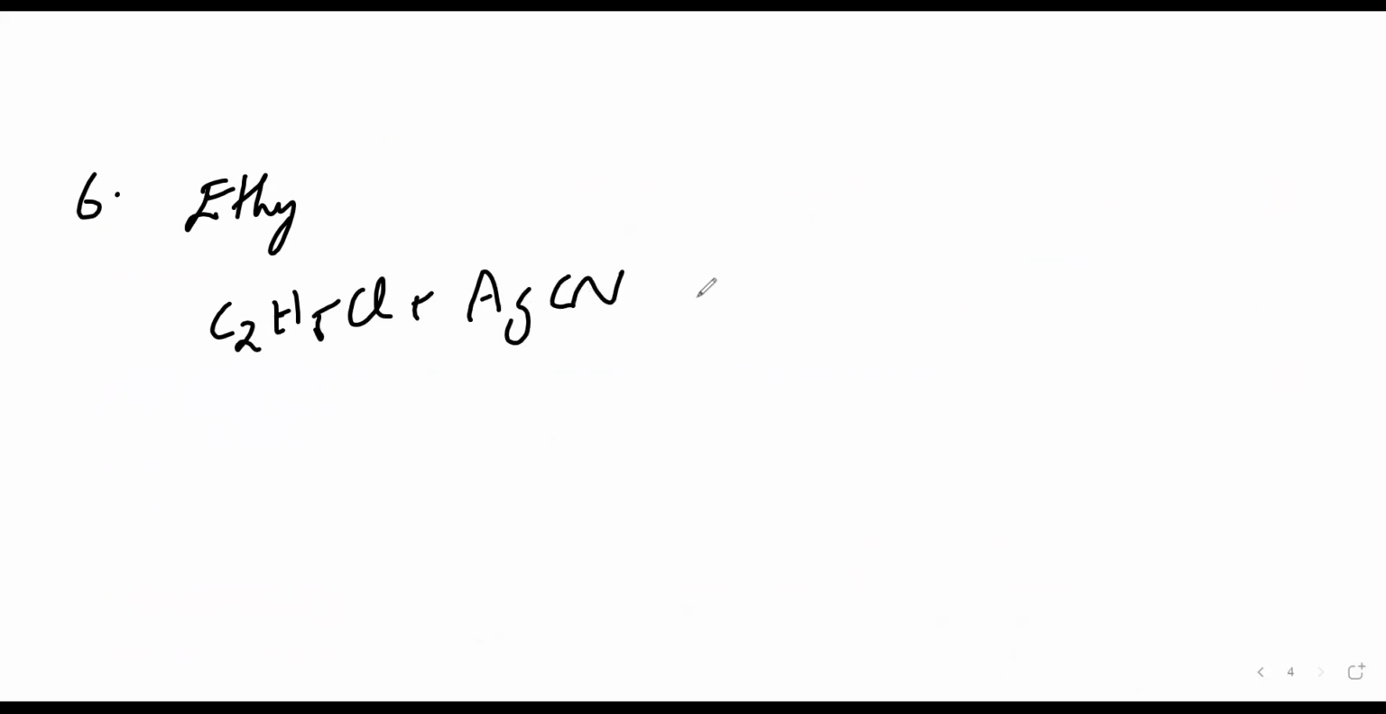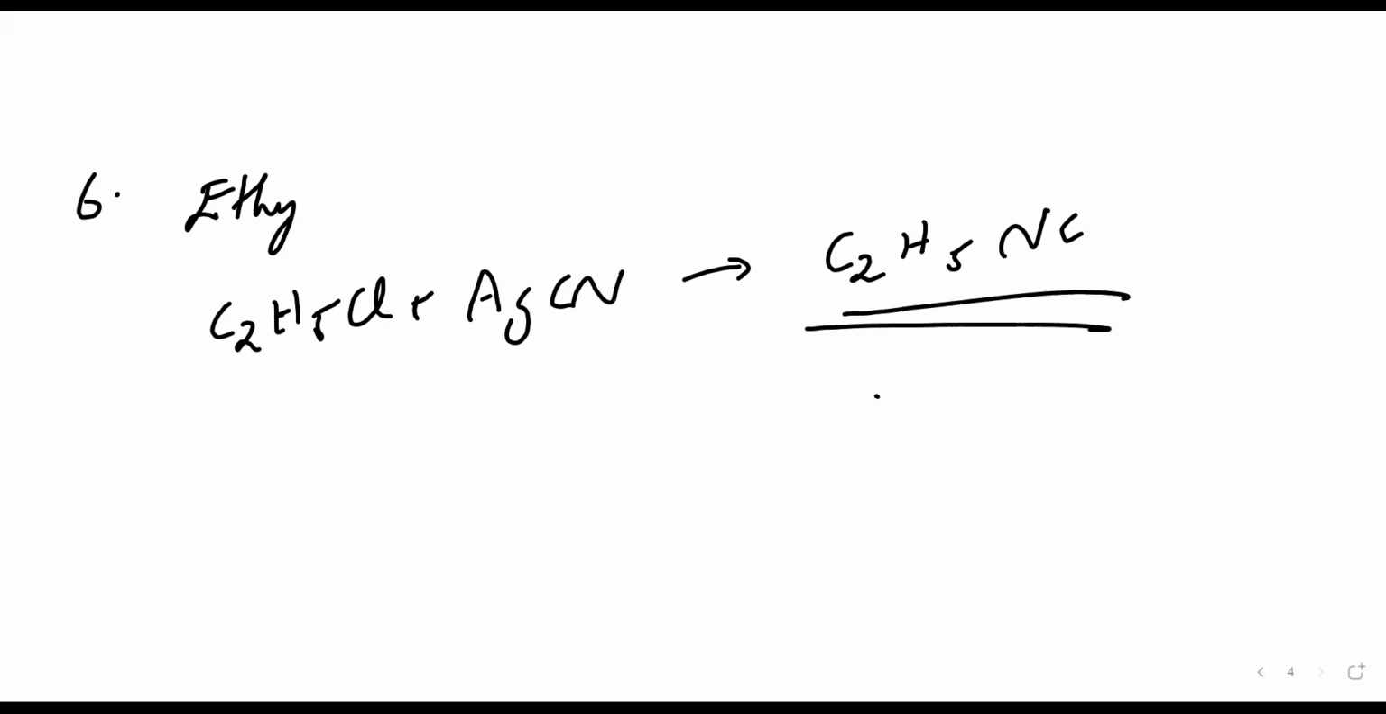correct? So what will it form basically? It will be forming C2H5NC, correct? So what is this thing? What is the compound name of this? Is it isocyanide or is it cyanide? Ethyl cyanide or ethyl isocyanide?